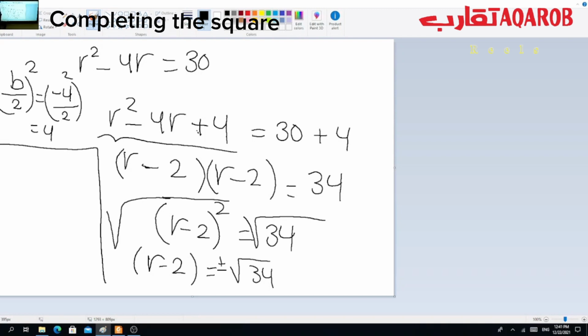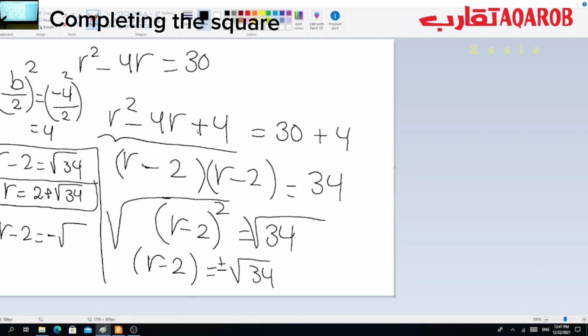You have two solutions. r minus 2 equals positive square root of 34, so r equals 2 plus square root of 34. This is one solution. Or r minus 2 equals negative square root of 34, so r equals 2 minus square root of 34. This is another solution.